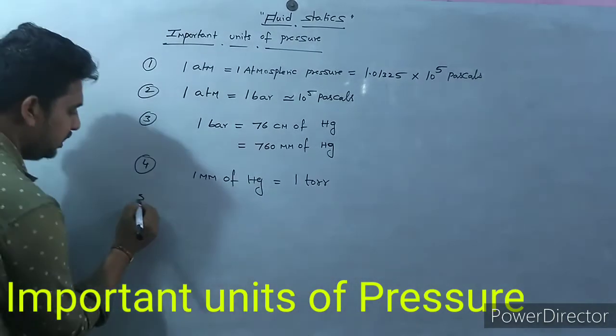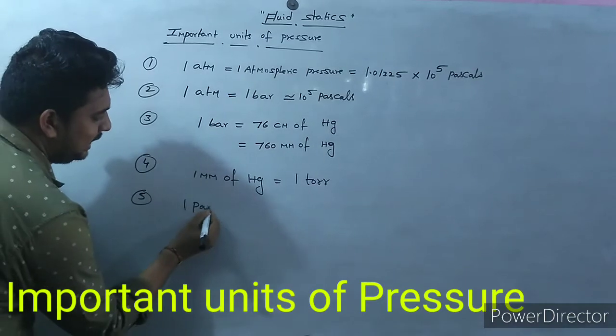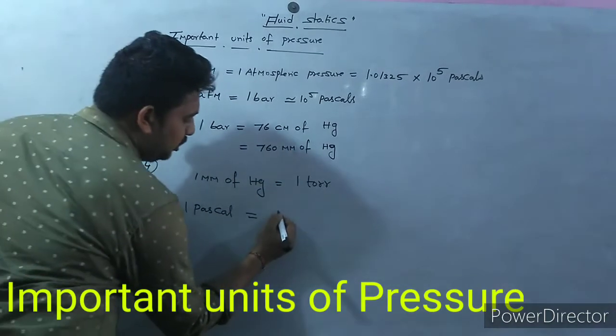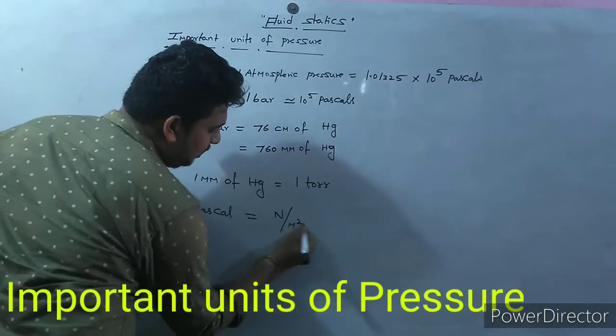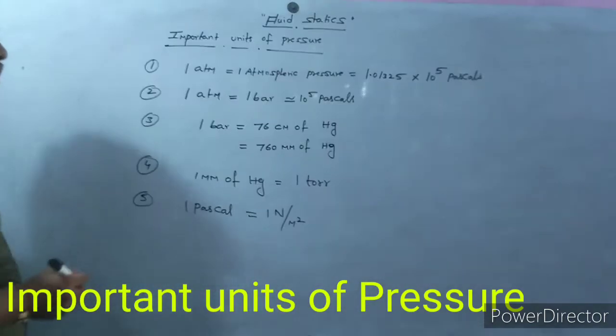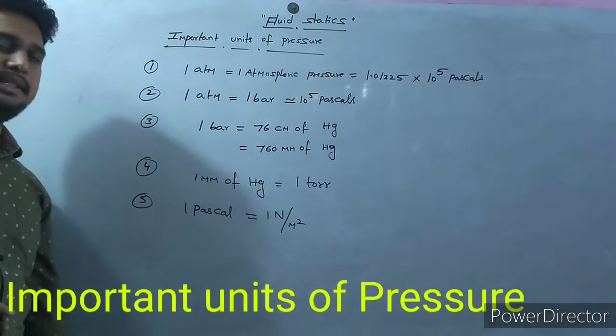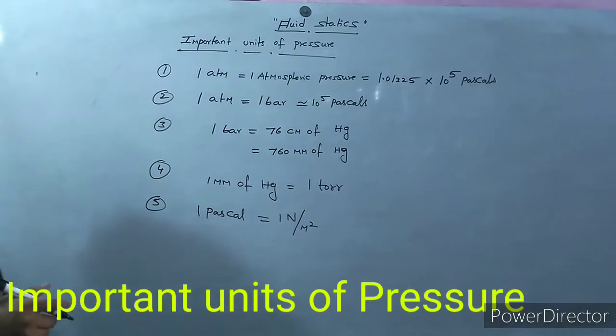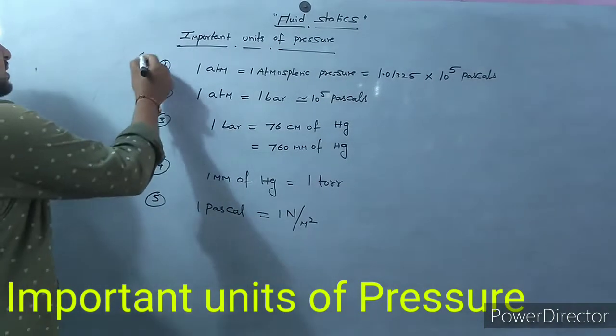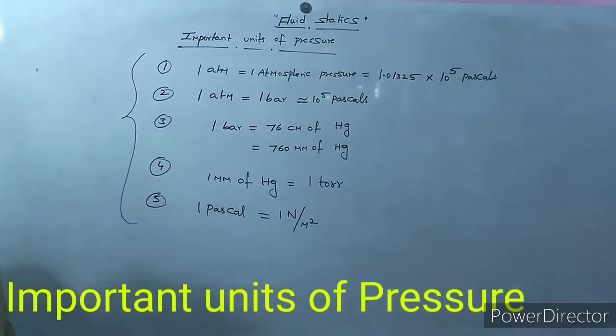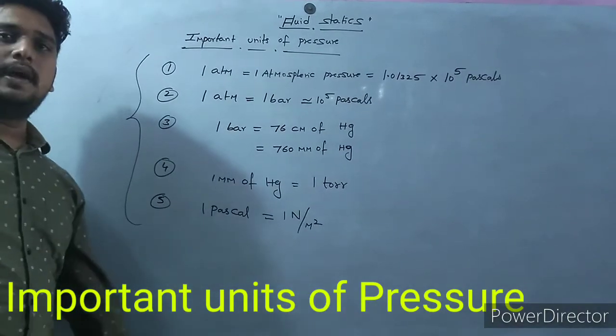And one more unit, 1 pascal is equal to 1 Newton per meter square. 1 pascal is nothing but 1 Newton per meter square. Okay. So, these are the special units, the important units of pressure.